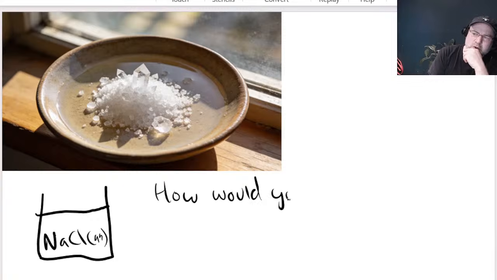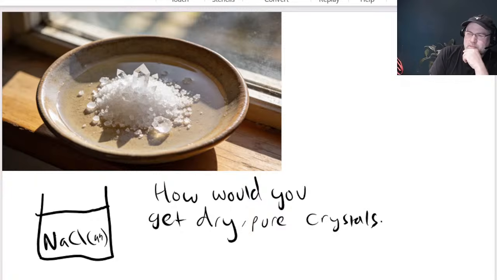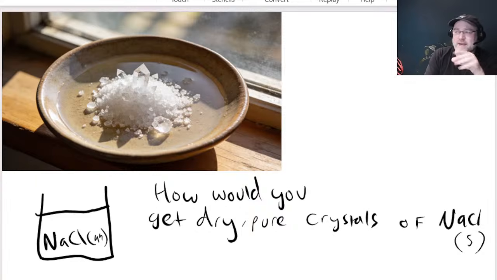how would you get dry, pure crystals of NaCl? Okay, so how am I going to get sodium chloride as a solid out of this? This might be worth 2 marks or 3 marks maximum. And this isn't how they normally ask it. Normally crystallization comes up with salts, but it could come up separately. It has come up before in chemistry for AQA separately as well, like this.